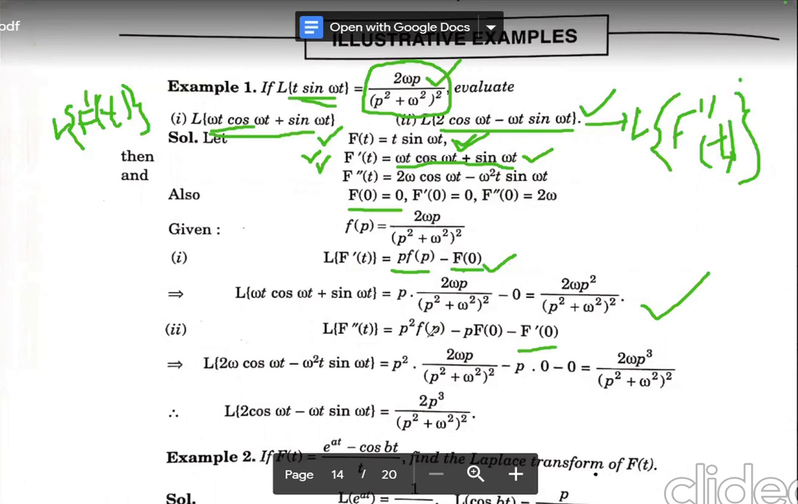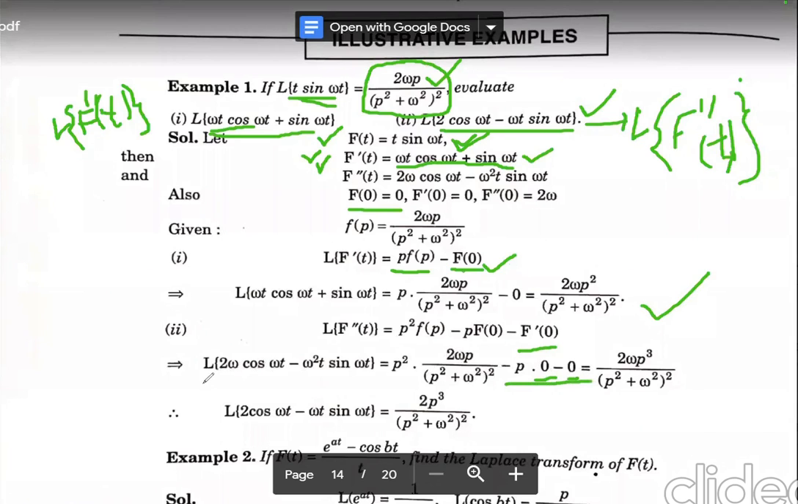So p square into f of p. F of p means twice omega p by p square plus omega square whole square. Just substitute. Minus p into f of 0, and f of 0 is 0. Minus f dash 0 is also 0. So this whole part becomes 0. So what we will get? Twice p cube omega by p square plus omega square whole square.